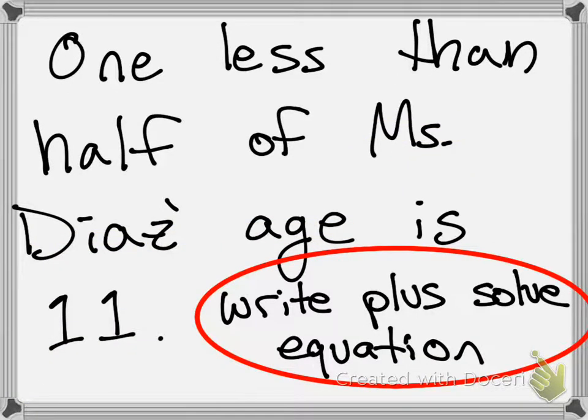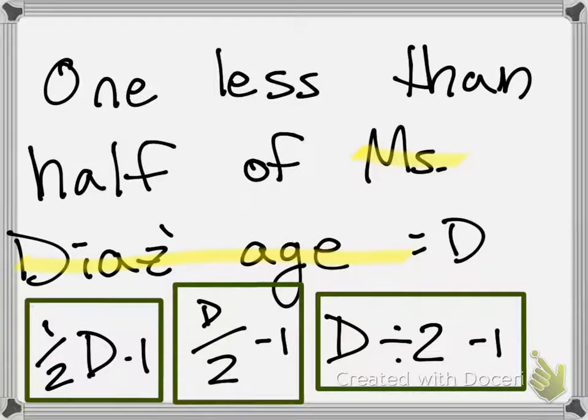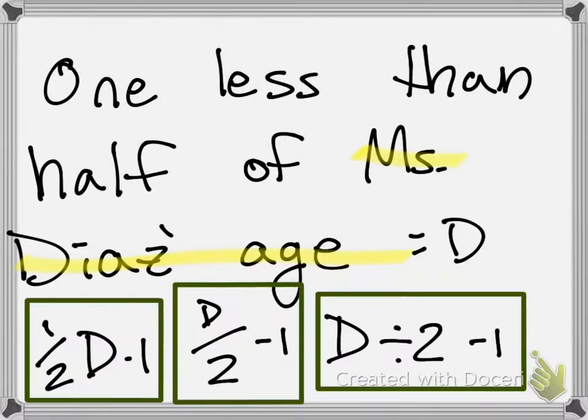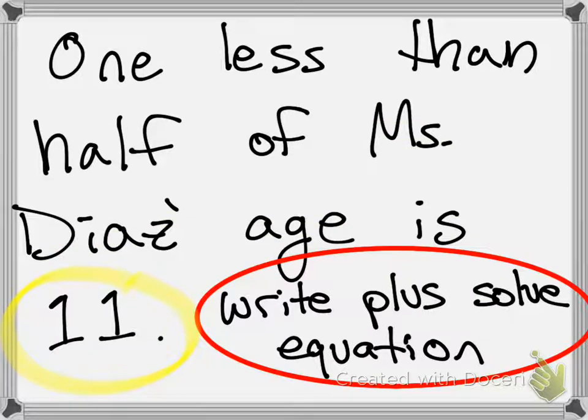Now, let's look at this. We've already written the equation, but now we have an answer for it. We know that 1 less than half of Miss Diaz's age is 11. So I have my equation. You can pick your equation. What do we know it's equal to then? What is it equal to, Lucy? It is 1 less than half of Miss Diaz's age, and we know that that's going to be 11, because that's what it says here, is 11, and is means equal.